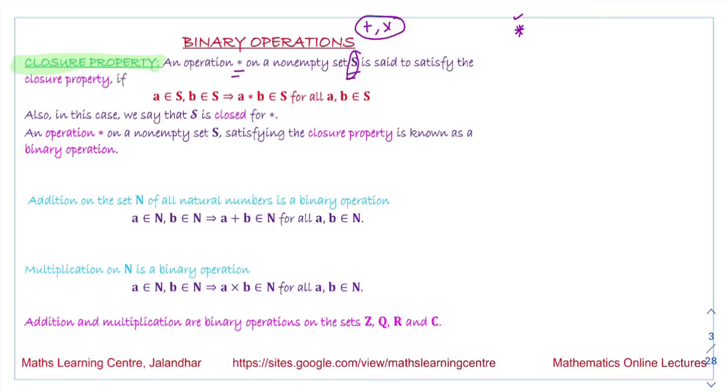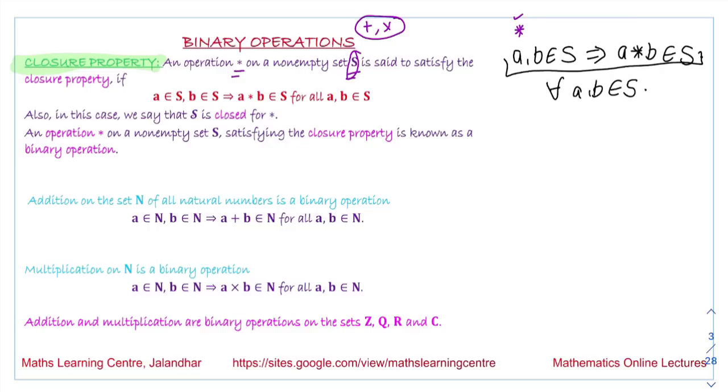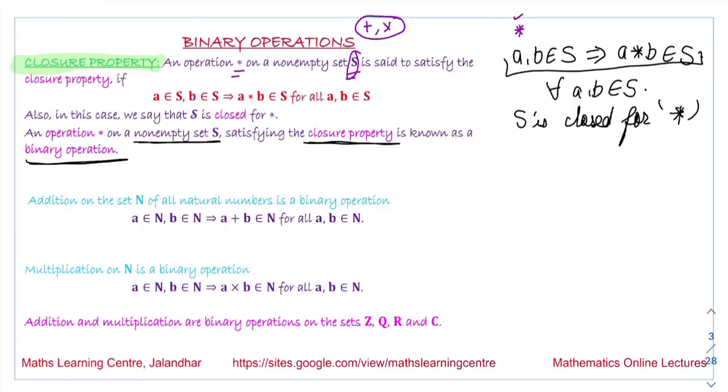It is said to satisfy the closure property if we consider two elements A and B from the set S, then A star B also belongs to S, and this holds for all A, B belonging to S. Then we say that S is closed for this operation star, and the operation star on a non-empty set S satisfying the closure property is known as a binary operation. This definition will be more clear to you with an example.